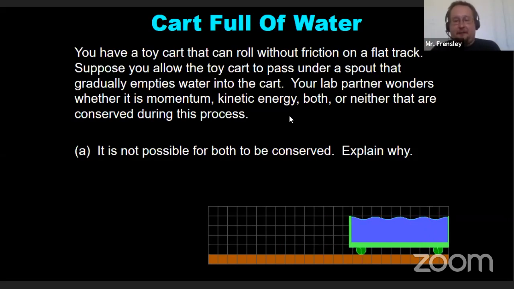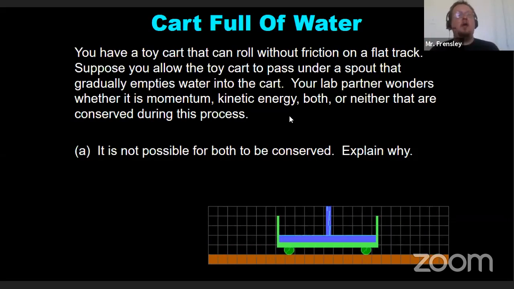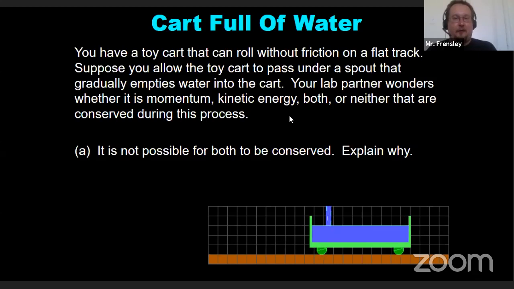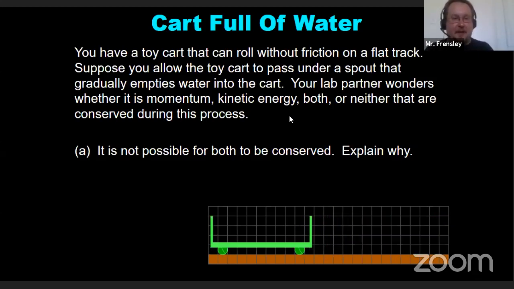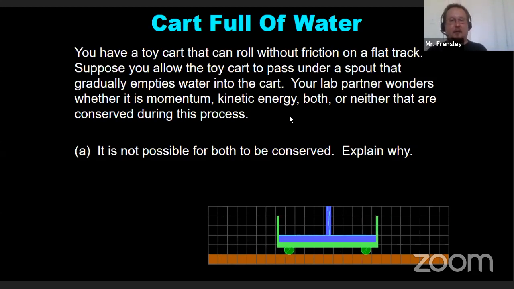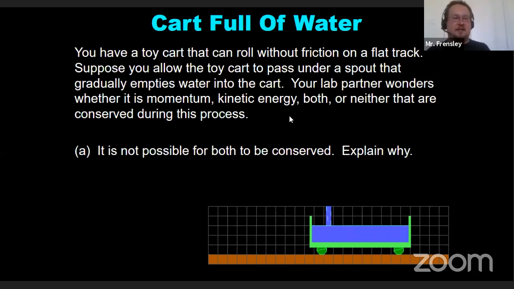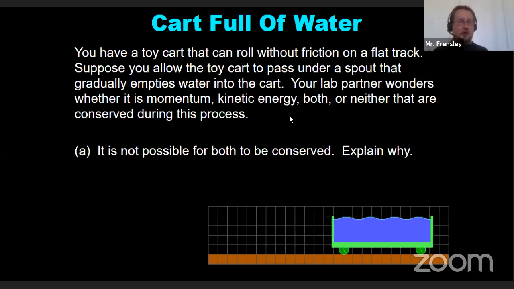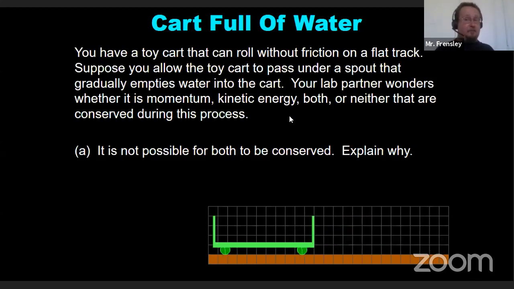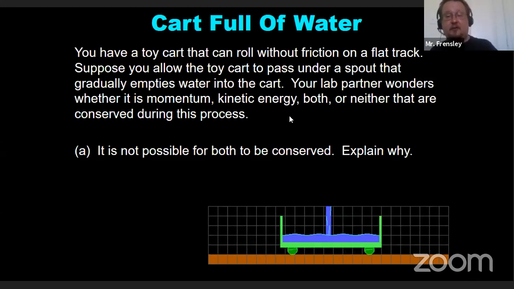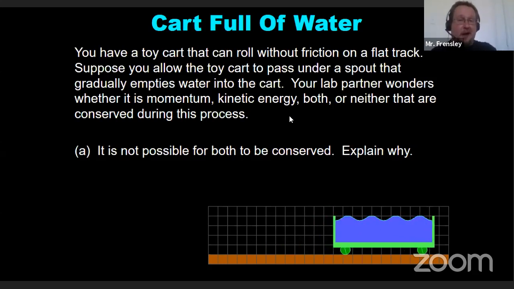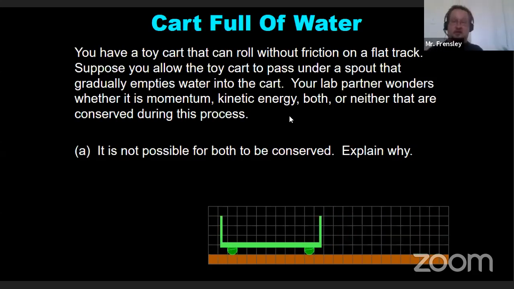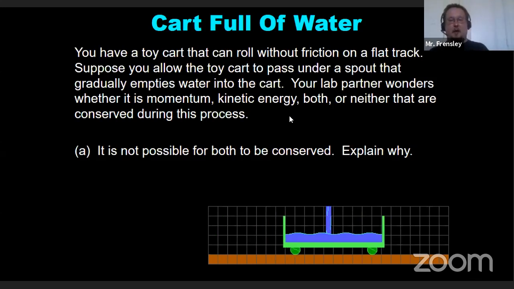This is a cart that's being filled with water while it's rolling. So let's say you have a toy cart that can roll without friction on a flat track. You allow the toy cart to pass under the spout that's going to empty water into the cart, as you can see in the diagram. And your lab partner watches this and he's like, hey, is momentum conserved? Is kinetic energy conserved? Are they both conserved? Is neither one conserved? You're going to come up with an experiment to test which one or both or neither are conserved. So this is our experiment-based question today, our practice for that.